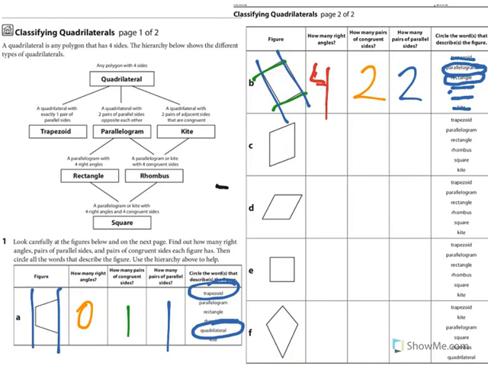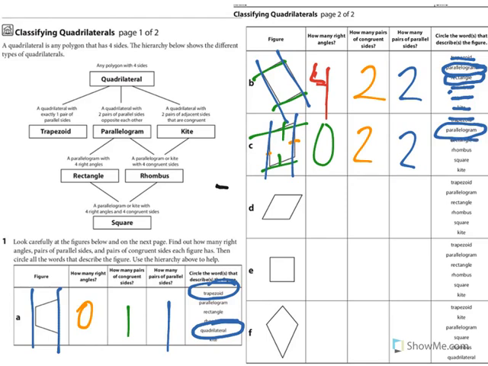Let's look at C. How many right angles do you see? 0. How many pairs of congruent sides? Well, I see 2. And how many pairs of parallel sides? Again, I see 2. So, could this be a trapezoid? No. Could it be a parallelogram? Has to be.